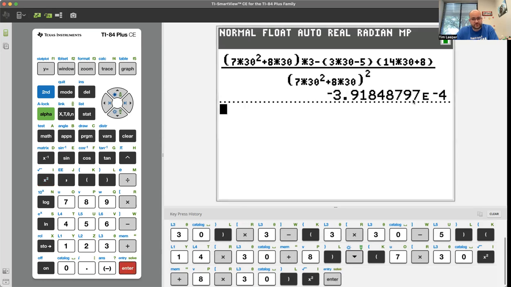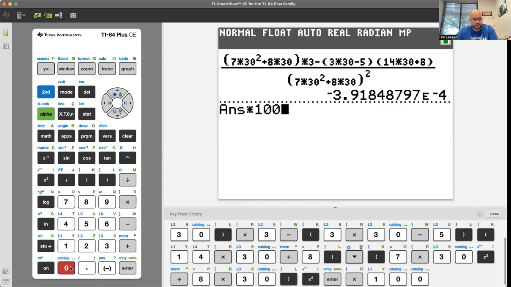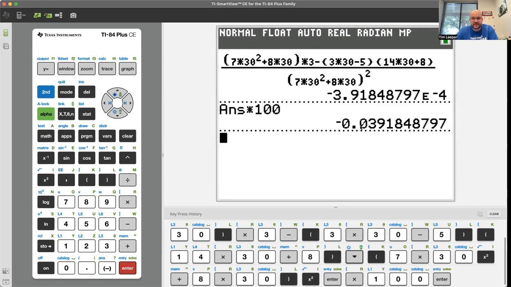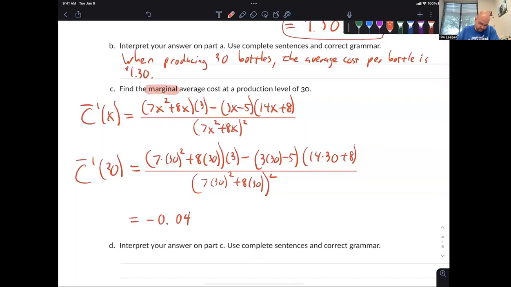Now, again, this is in hundreds of dollars, so just multiply by 100. So notice it says negative 0.04 to the nearest penny. So what this is telling me is that negative right there is telling me that it's decreasing. So the average cost will decrease, and it's going to decrease by 4 cents per bottle, going from 30 to 31 bottles. That's really what that's telling me.